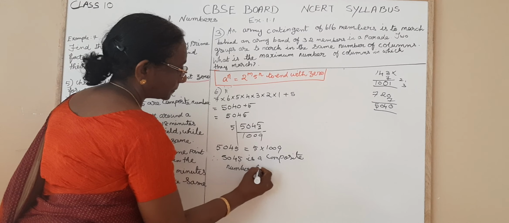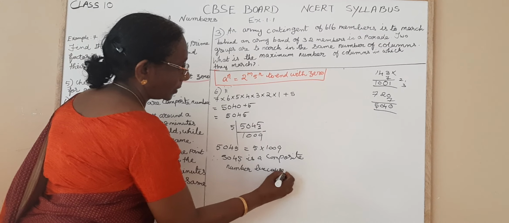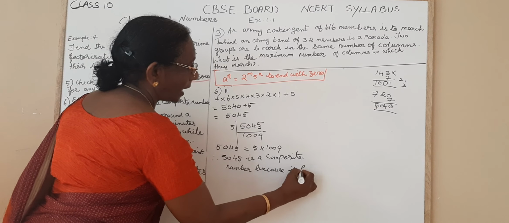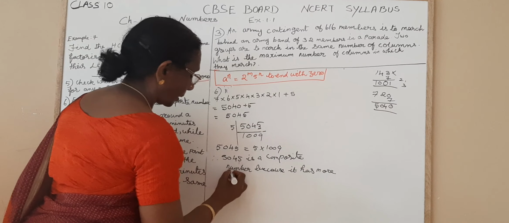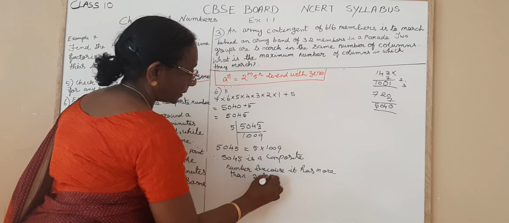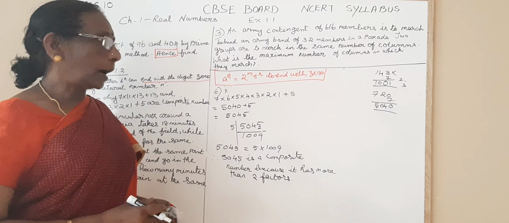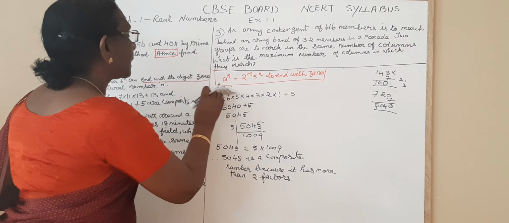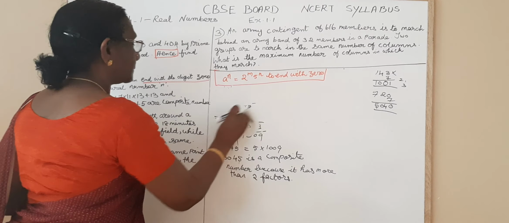Because it has more than 2 factors. Have you understood, children? Now we'll move to sum number 7.